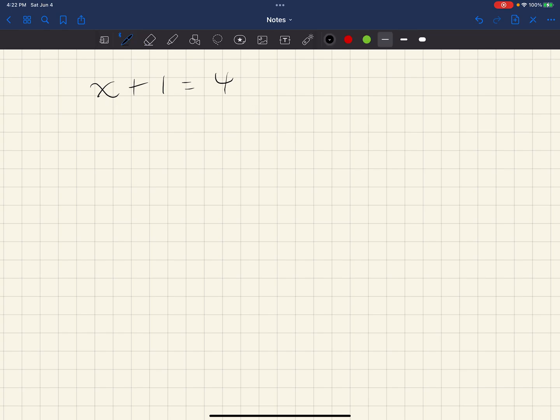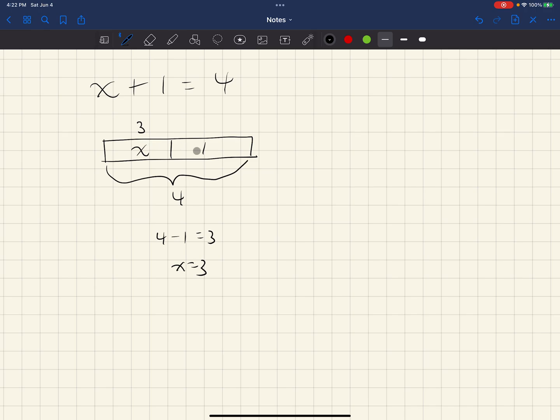Now, I want to show you how to demonstrate that mathematically. So there is a thing called a tape diagram, so like this. So x goes right there, 1 goes right there in a tape diagram form, in this rectangular form, and this entire thing must equal 4. So clearly, we have x, which is equal to 3, plus 1 is equal to 4. Or we can do 4 minus 1, which is equal to 3, right? So therefore, x is equal to 3. Why? 3 plus 1 is equal to 4, or 4 minus 1 is equal to 3.